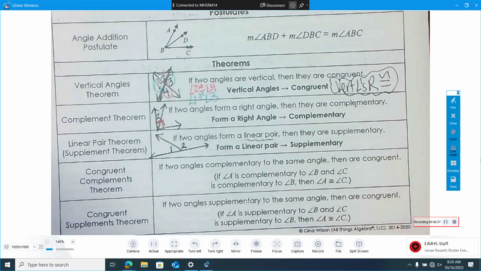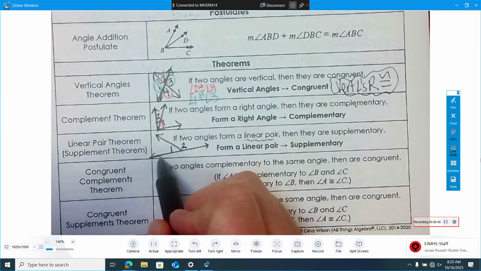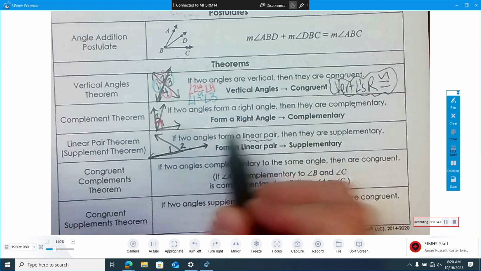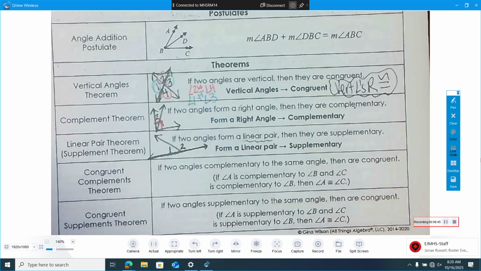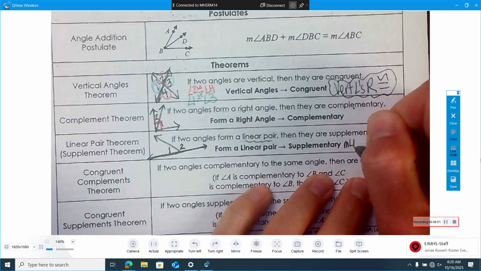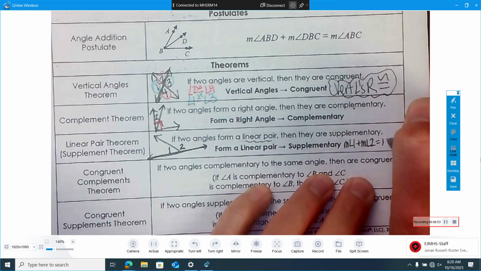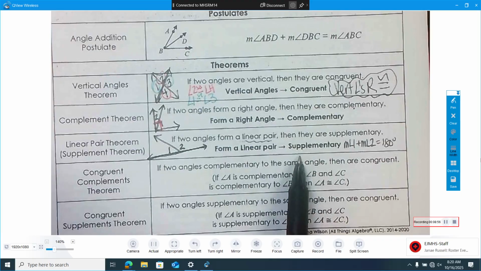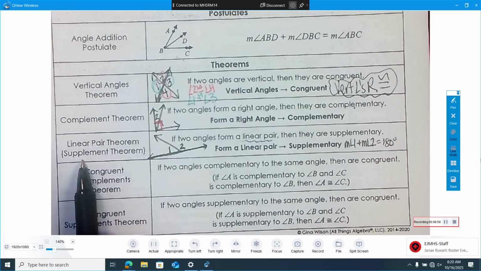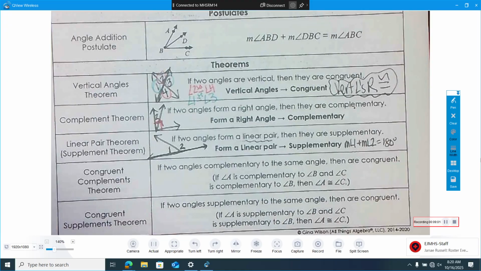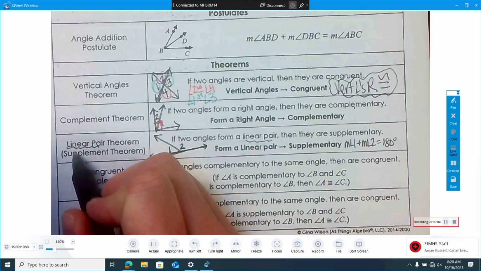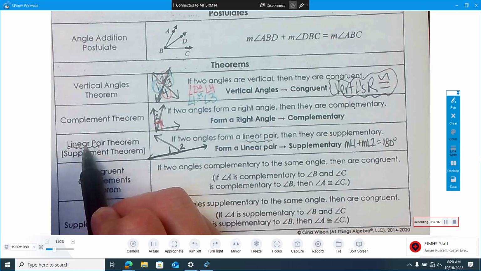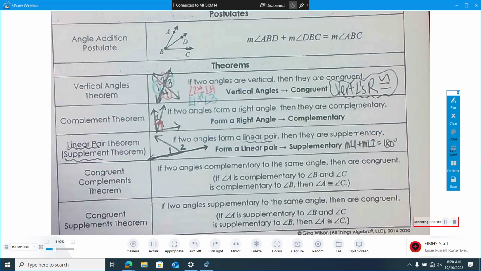If I have angle 1 and angle 2 and they're forming this lovely linear pair, what must we know about angle 1 and angle 2? They equal 180 degrees. So the measure of angle 1 plus the measure of angle 2 equals 180 degrees. So that is the linear pair supplement theorem, which is kind of a long name, but I like that it's descriptive. If we have a linear pair, then they are supplementary. So those two words really help us out there, okay? Got a linear pair, then they're going to be supplementary.